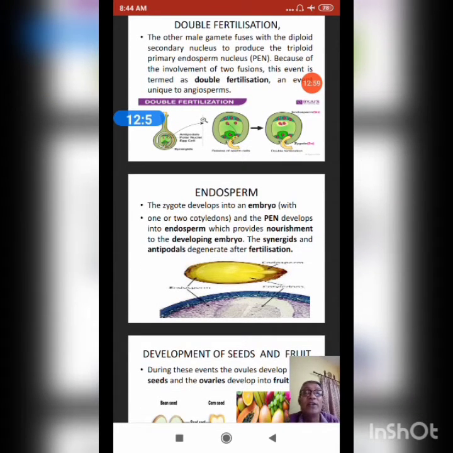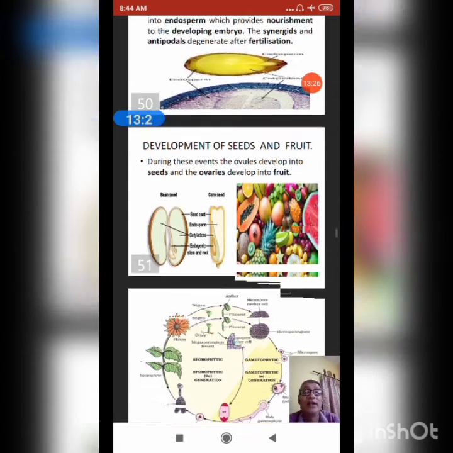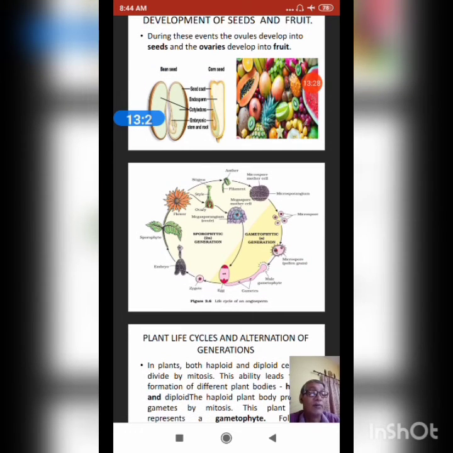This is a beautiful picture I have shown you. The zygote develops into an embryo with one or two cotyledons as per the classification, and the PEN develops into endosperm, which provides nourishment to the developing embryo. The synergids and the antipodals degenerate after fertilization. So ultimately, development of seeds and fruits. During these events, ovules develop into seeds and ovaries develop into fruit. So again I am showing you the life cycle of the angiosperms.